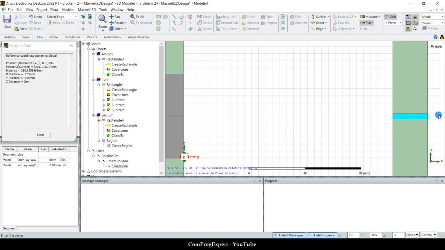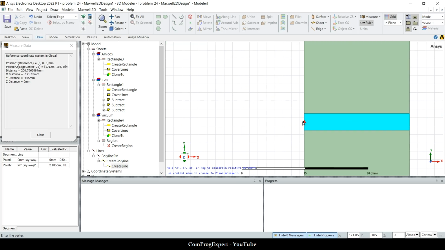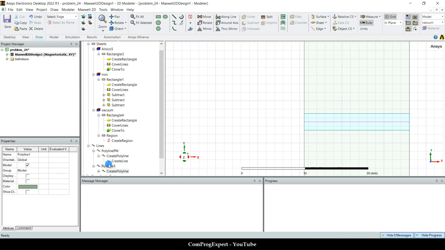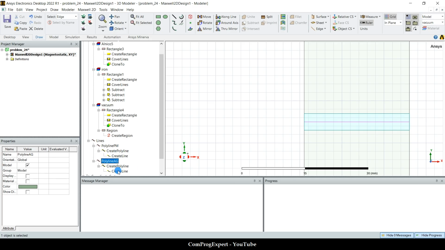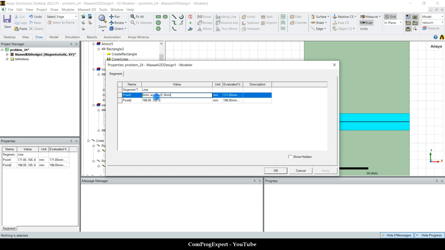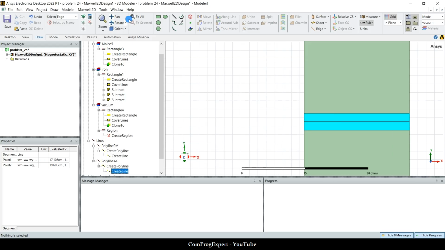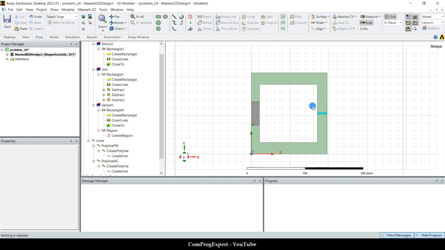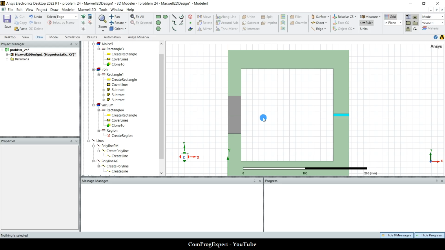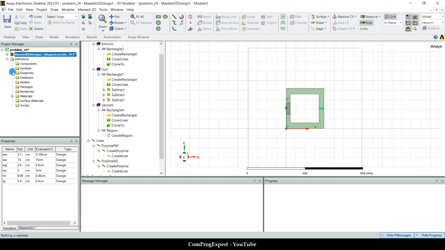Generate a new line in the middle of the air gap. Let's change the name to polyline air gap and set the dimensions. So here we have width of the magnet plus width of the window, and this is plus width of the gap. So here we have these two polylines. Everything is ready. We can run the analysis.